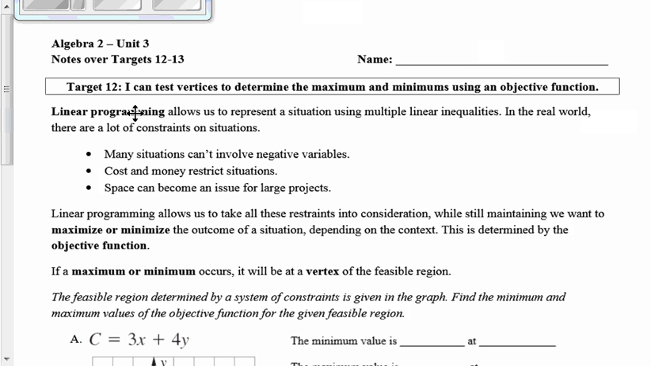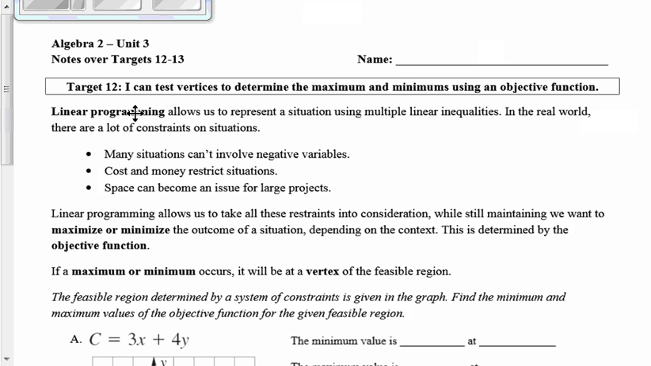Our last three targets of this unit are all going to be about what's called linear programming. So we're just going to do targets 12 and 13 today. Target 14 will be next class. So linear programming, what we're going to be doing is using a system of inequalities, which you guys have graphed. And we're going to figure out in that system of linear inequalities where we can find a maximum or a minimum amount.